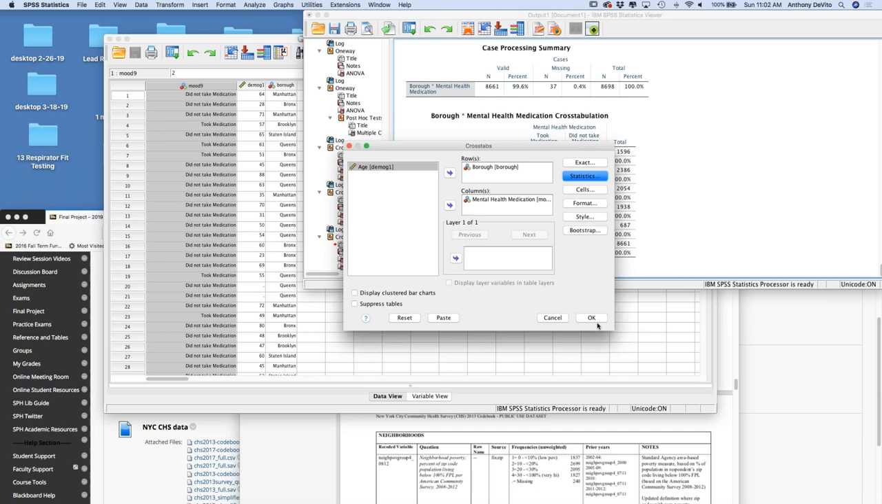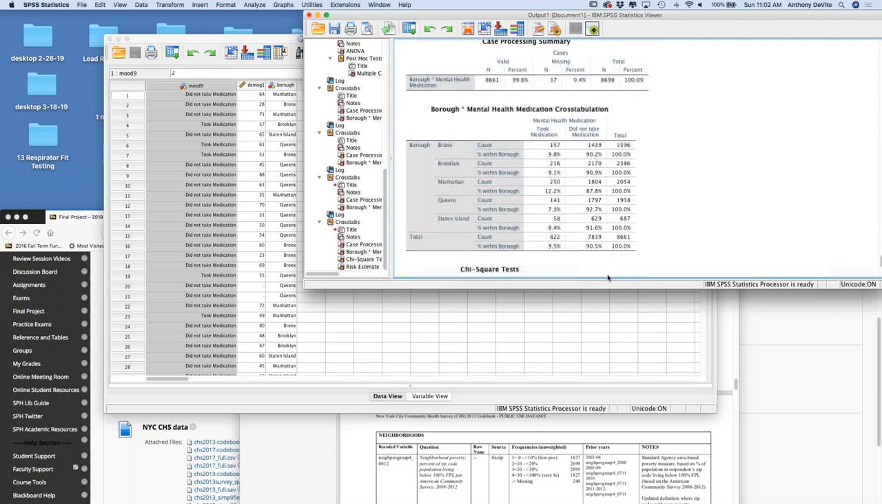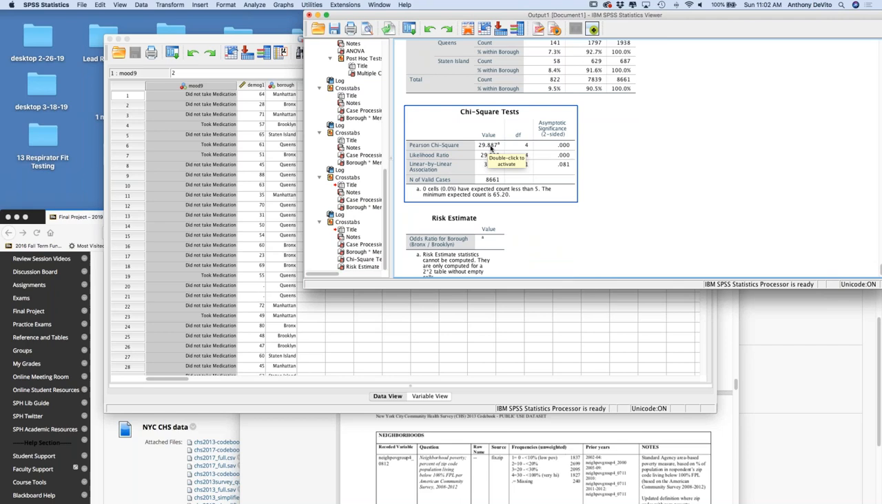And there we go. It comes up in here. It repeated the table, and then it comes up here. My chi-square value is 29.87 with 4 degrees of freedom. Why 4 degrees of freedom? 5 rows minus 1 is 4, times 2 columns minus 1 is 1. 4 times 1 is 4. So that looks right. My Pearson's chi-square significance value is 0.000.